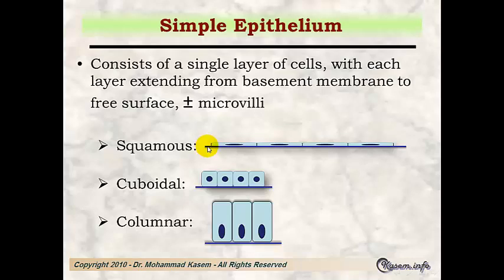The basement membrane is here below, and the cells are a single row of squamous cells, flat cells. The next one is a simple cubical epithelium, or cuboidal epithelium: the basement membrane and cubical cells arranged in a single row. And the last one is a simple columnar epithelium, which is arranged on a basement membrane.